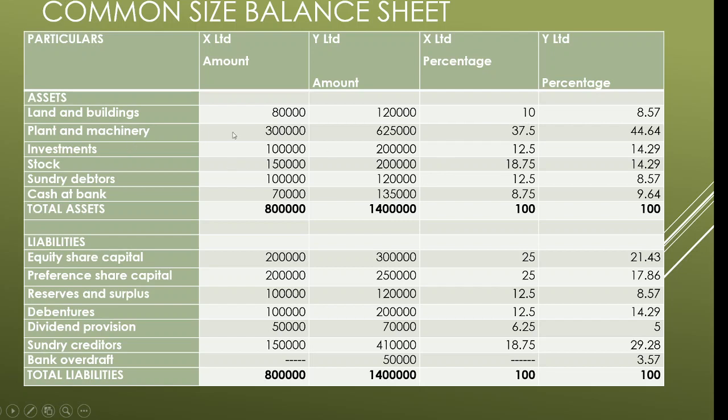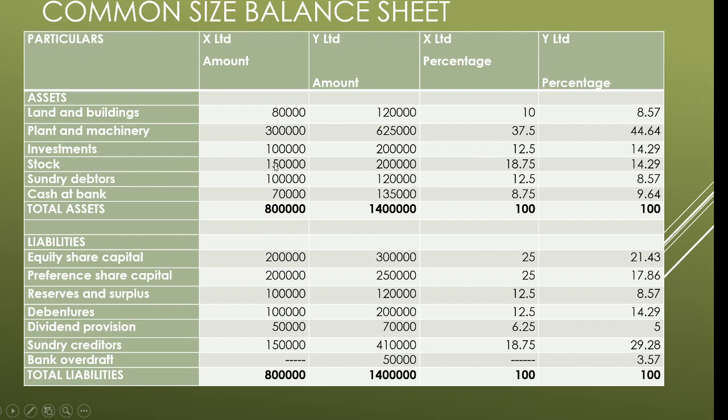Next is plant and machinery, 3 lakh rupees. 3 lakh rupees divided by 8 lakh rupees into 100, which is equal to 37.5%. What is the meaning? It means that the plant and machinery value is 37.5% of the total assets. Actually, that is the highest. Next is investment, it is 1 lakh. So 1 lakh divided by 8 lakh into 100, that is 12.5%.